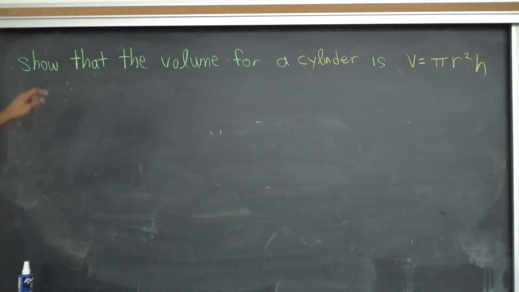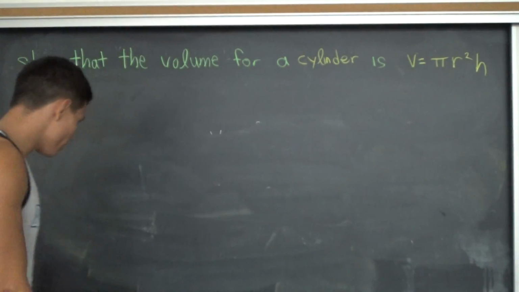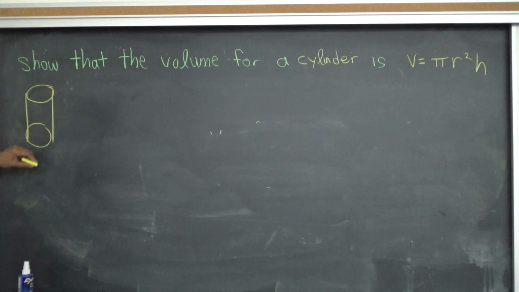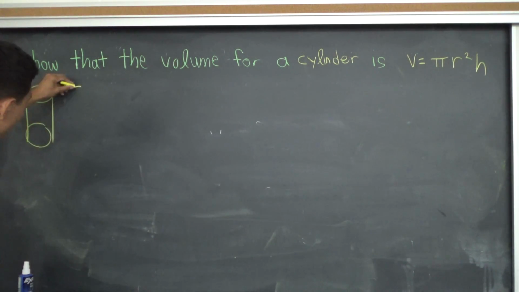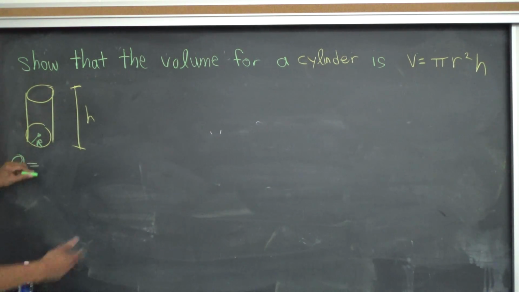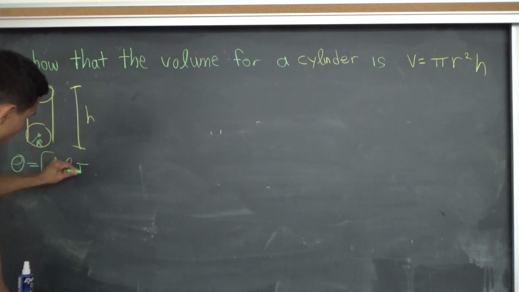Okay, so we want to show that the volume for a cylinder is pi r squared h. I'm going to draw the cylinder for you guys. Here's your cylinder, and it has a height h. It has a radius, big R, right? And it goes from its angle, right? It's a full cylinder, so it goes from 0 to 2 pi.